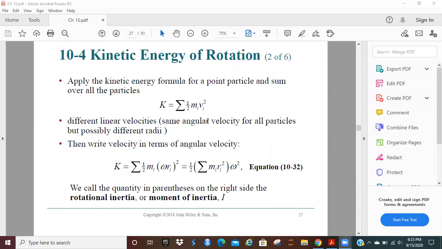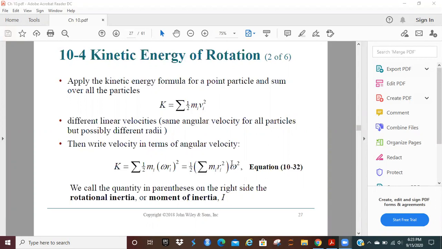All right. So now we're going to apply the kinetic energy formula for a point particle and sum over all the particles. Different linear velocities, same angular velocities for all particles, but possibly different radii, which means you're going to have different linear velocities, because those parts of the object that are further out from the radius are going to be moving faster than those on the inside or closer to the axis of rotation. Then we write velocity in terms of the angular velocity. So if we replace v with omega r, then we can see how this changes.